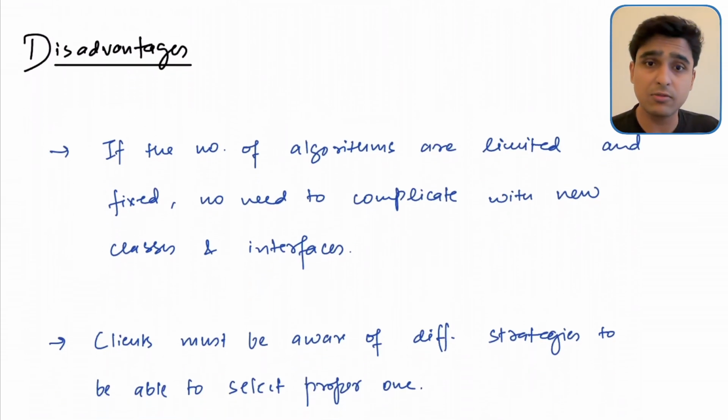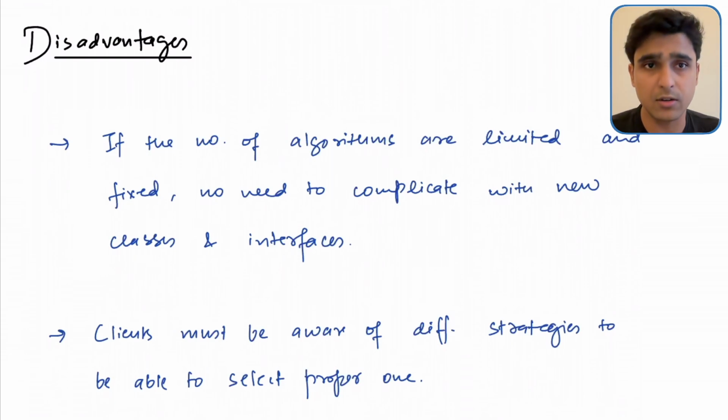The second point, which is important as well, is that the client must be aware of different strategies to be able to select the proper one, right? If you see the client code, the client is passing which strategy to use. So the client should be aware of all the strategies that are possible, because the code gives the client control to choose any strategy. That is a reasonable expectation, and that is where you will use this pattern, when the client knows all the strategies and wants control over it. If the client doesn't want the control over it, then there are other patterns you can use.